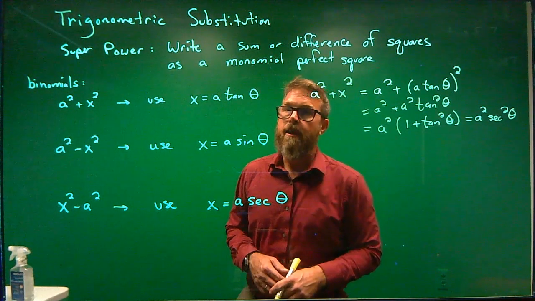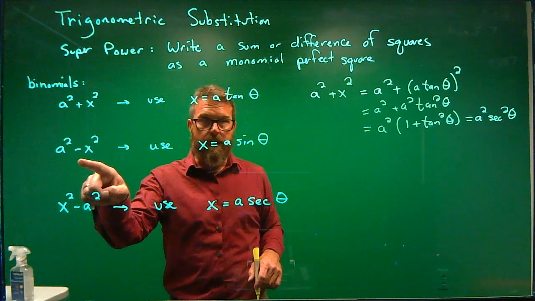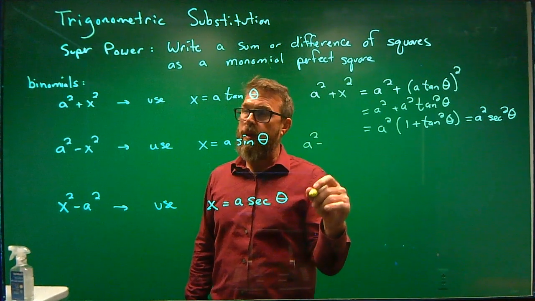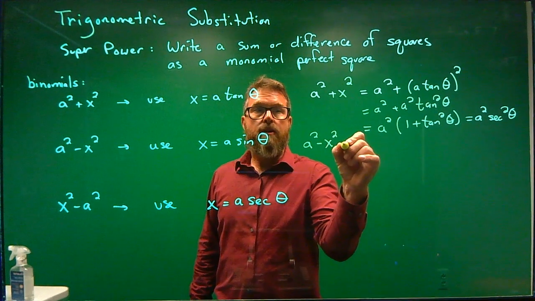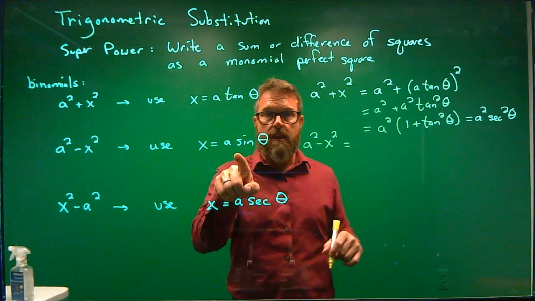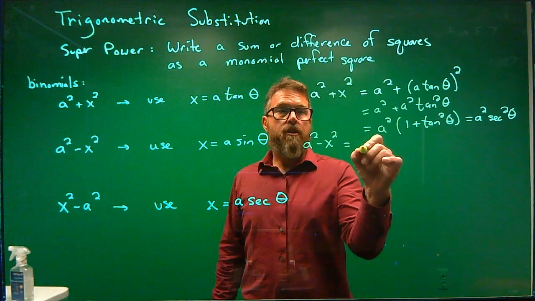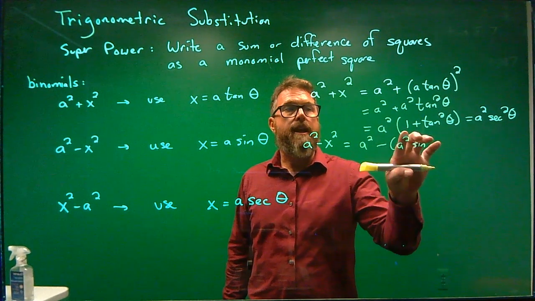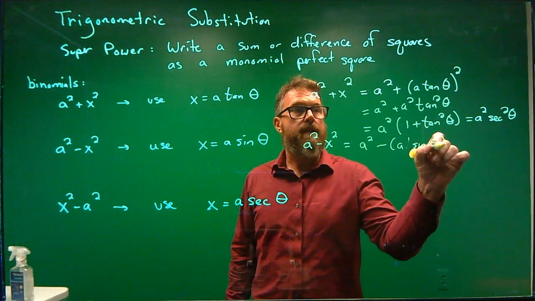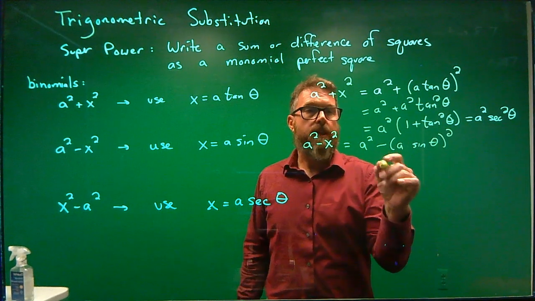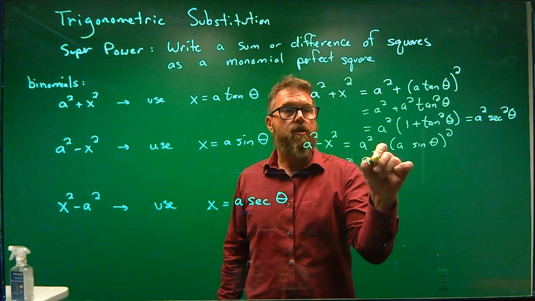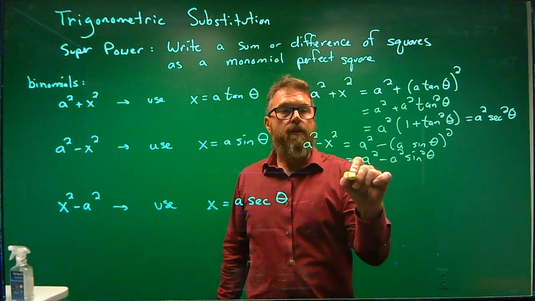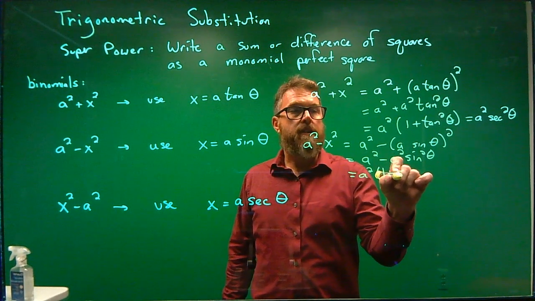Similarly, if we have a squared minus x squared, in this case I'm going to use x equal to a sine theta. So this is going to be equal to a squared minus a squared, a sine theta squared, which means I'm going to square that product. So this is equal to a squared minus a squared sine squared of theta. Factoring out the a squared, I get 1 minus the sine squared of theta.